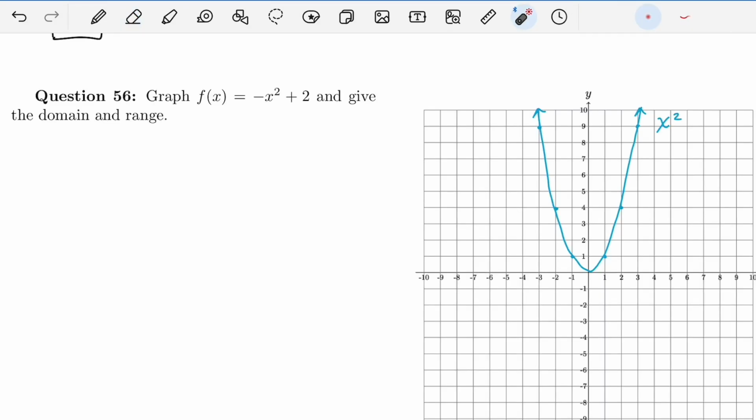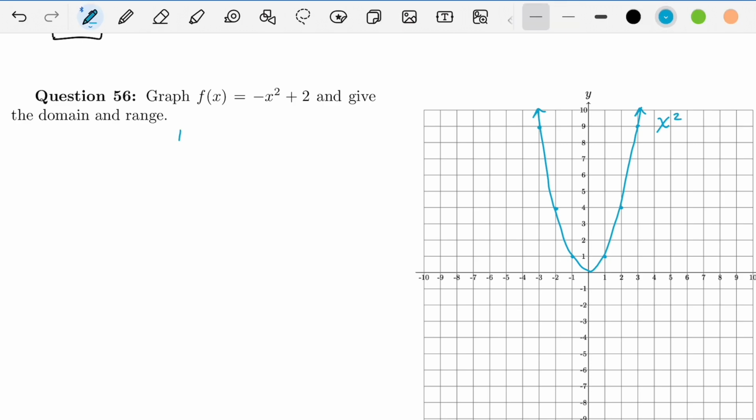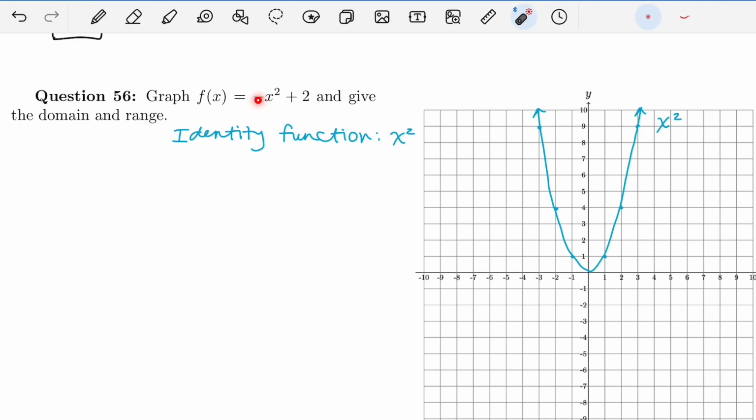Now in this next example here, what we want to do is graph this polynomial function, and we're going to do so by recognizing its identity function and then using our transformations to graph it. So our identity function in this case is going to be x squared. What's happening to x squared is it's negative and then we're adding 2 to it. So that's going to tell us how to move our identity function. And that's given by this graph here. This parabola is x squared.